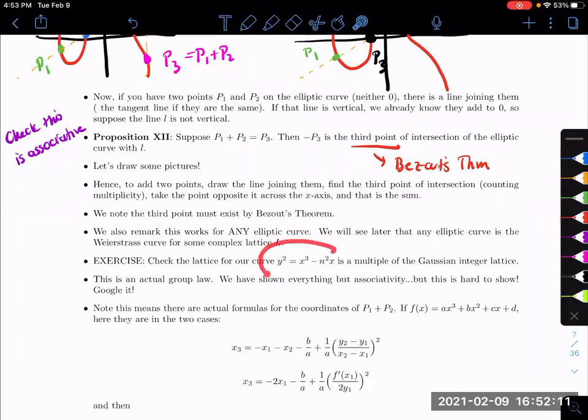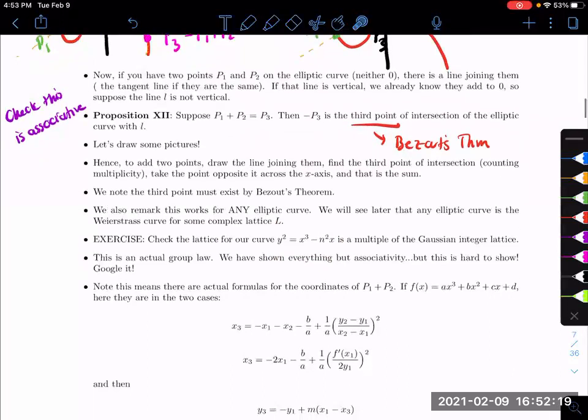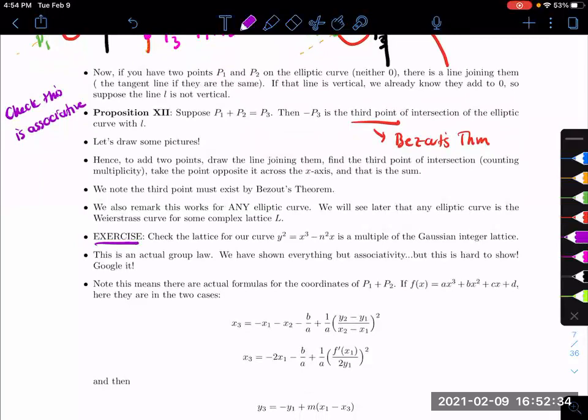So you might ask, does this elliptic curve arise from some lattice in the complex plane? And the answer is yes. And in some sense, it arises from the most nice lattice you can have. It's just a multiple of the Gaussian integers. So you can check that. Actually, I think it's a real multiple.